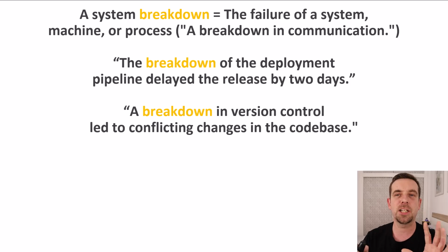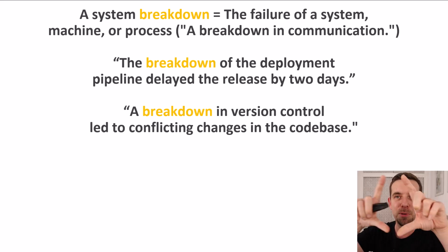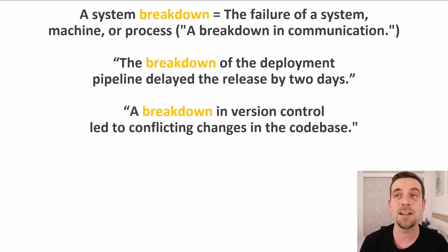Now, again, I just need to be clear that you can also see breakdown as the failure of a system, machine, or process. You see it with communication breakdown, or the breakdown of the deployment pipeline delayed the release by 2 days. Everybody who has a Windows laptop, you've seen a breakdown, the blue screen and the letters, that's a system breakdown. Or a breakdown in version control led to conflicting changes in the code base. And you can see this outside of the context of IT. You can talk about communication breakdown in negotiations and this stuff.